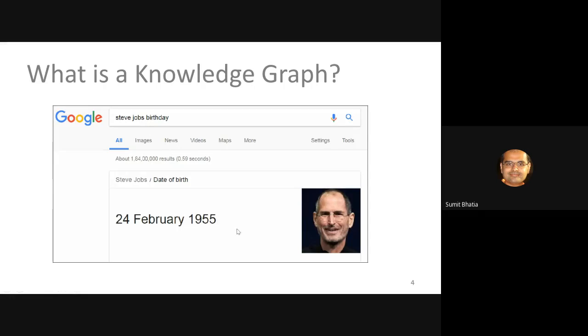In the absence of that, what would have happened? You would have been taken to a website where Steve Jobs and birthday information might be present or maybe not. It could be Steve Jobs and his brother's birthday, something like that. Those issues could be there. But because of this graph, this information was present in a structured fashion, so you could directly get an answer, right? So that's how knowledge graphs are used in search.